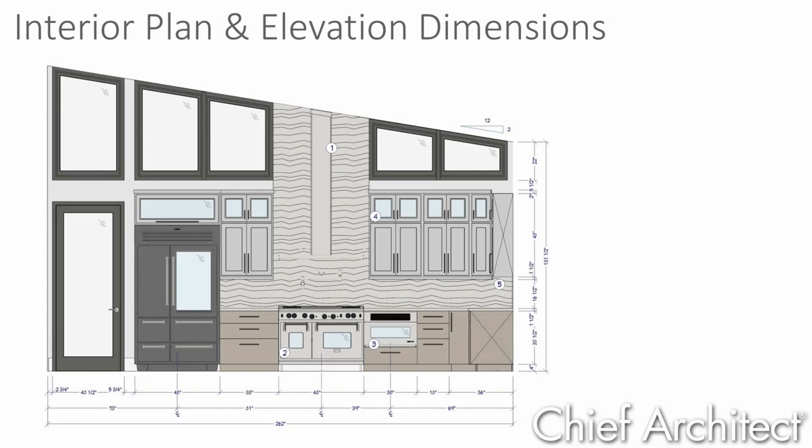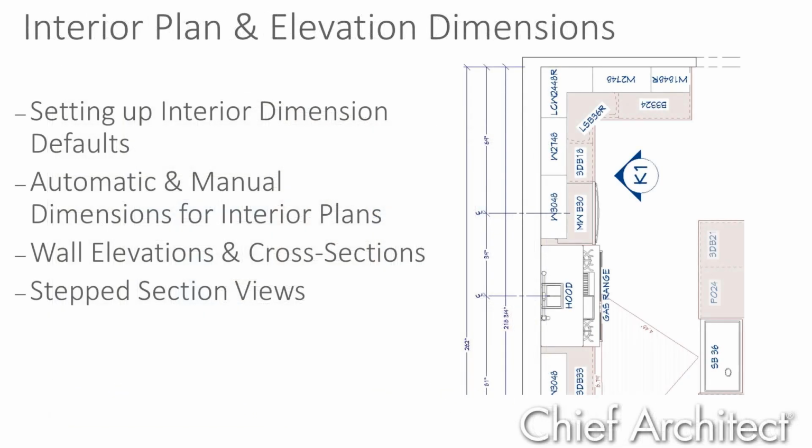In this session, I will cover dimensioning for interior plans and elevations in Chief Architect. I'll go through setting up interior dimension defaults and using automatic and manual dimensions for the floor plan. Then, for elevations, we'll look at elevations for vaulted rooms and how to create a stepped cross-section view.